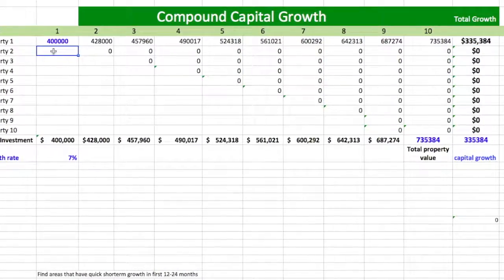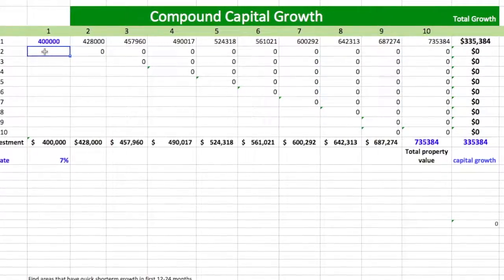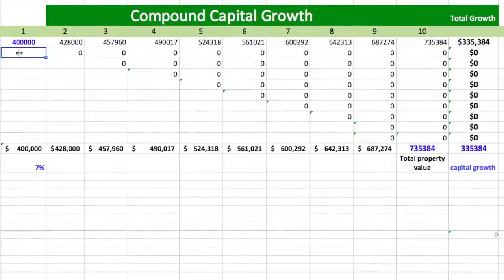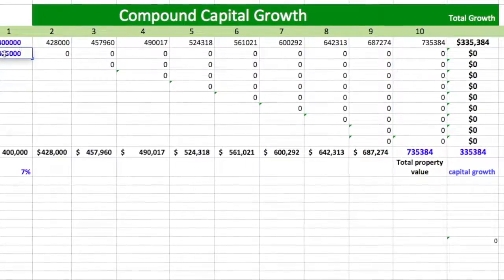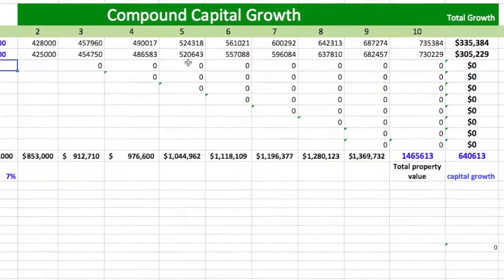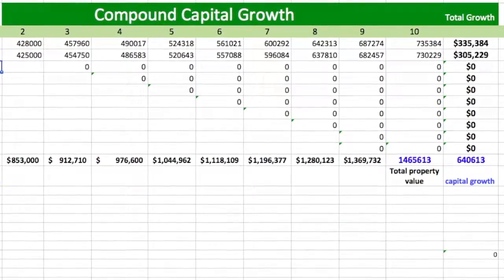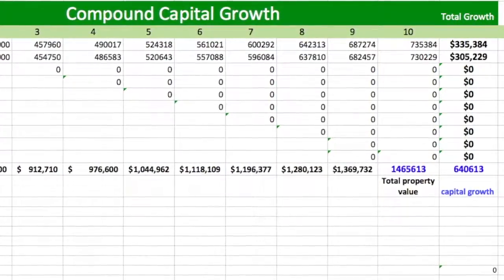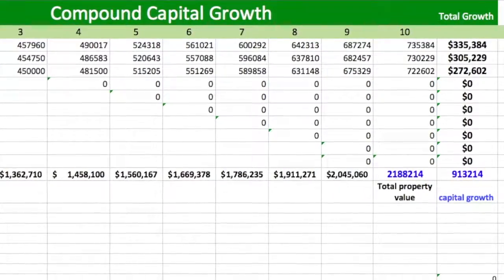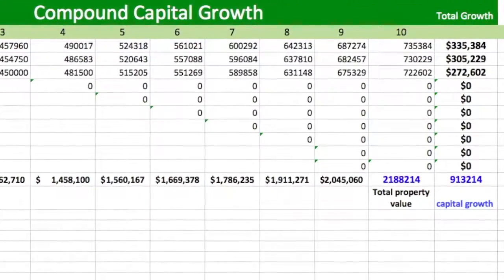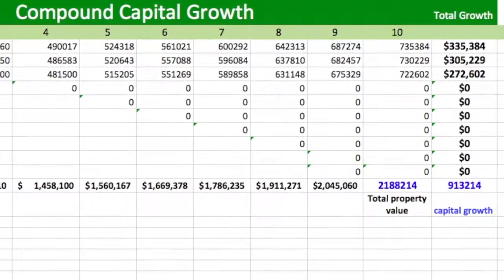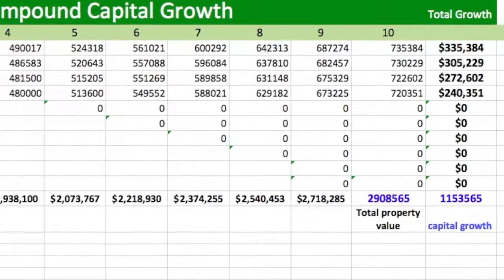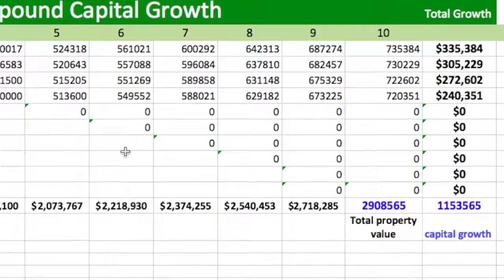Now, year two, we're going to go buy a very similar property, and since it's a year later, we're going to just say it's worth 425,000. Same scenario, going across, we're making this money. So the next year, we're going to buy one for 450. And next year, we'll buy one for 480. So we're starting to generate a larger total investment and more capital growth.